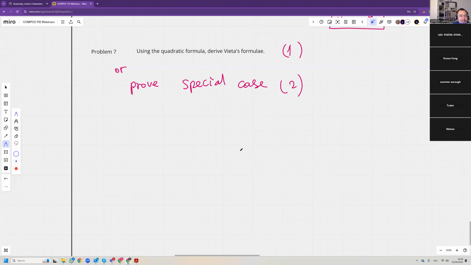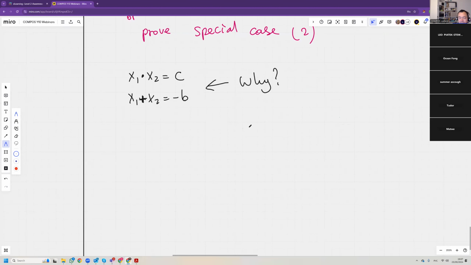Okay. All right, so we've used Vieta's formulae. We used that x1 times x2 is c, and x1 plus x2 is minus b. But we've never asked why, or maybe you have asked why. So why is that? I'll try to convince you that it is so.